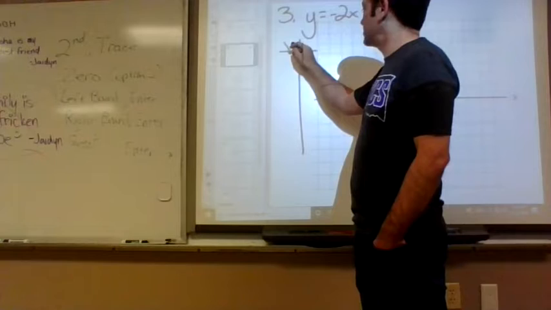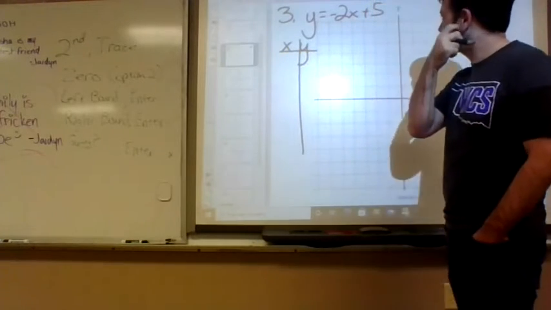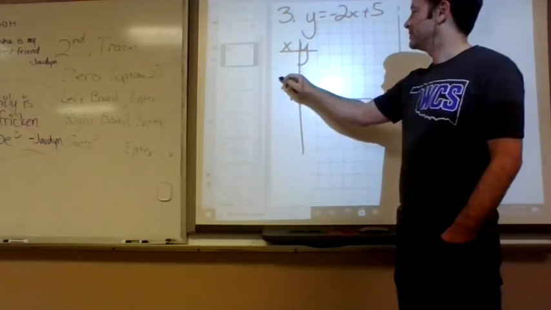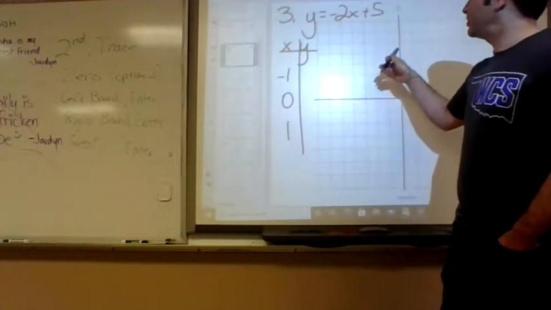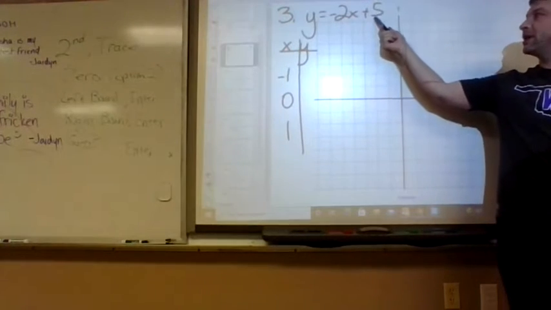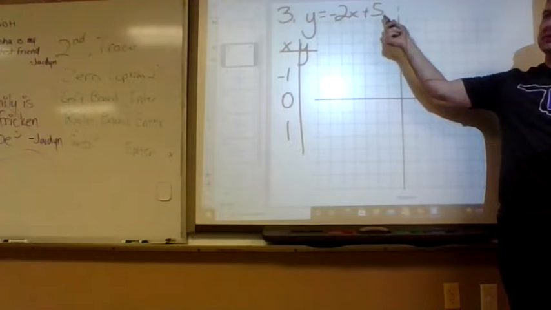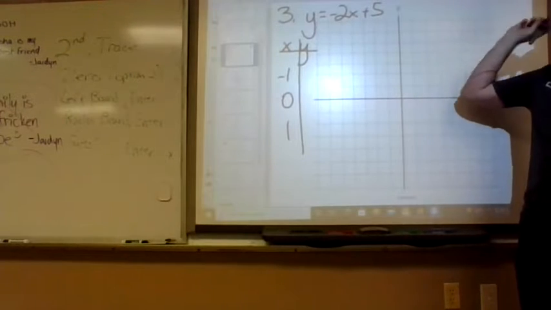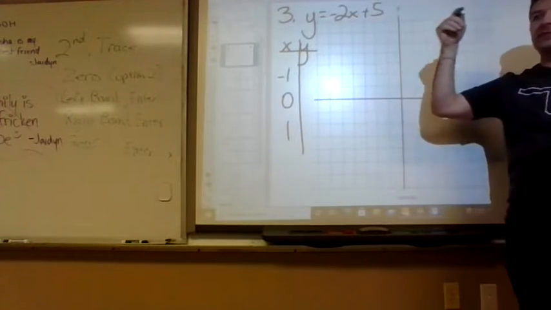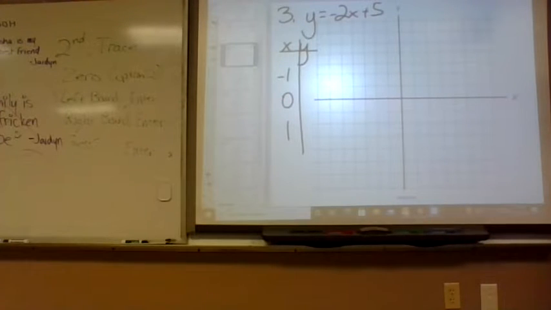Okay, number 3, y equals -2x plus 5. What x values do you guys want to use? What do you think the plus 5 would do to a graph? Make it go up. Up 5, kind of like the last chapter. We'll talk more about this as we go, but this chapter is all about the lines.